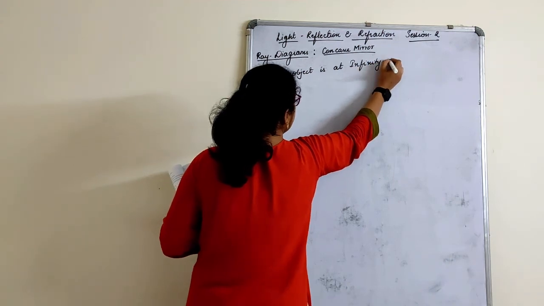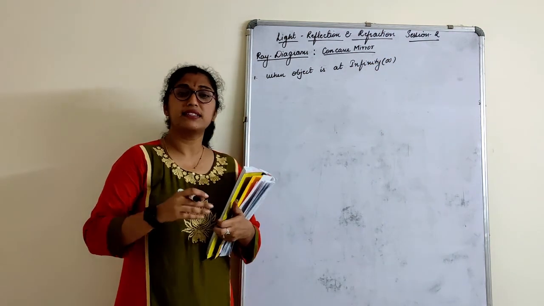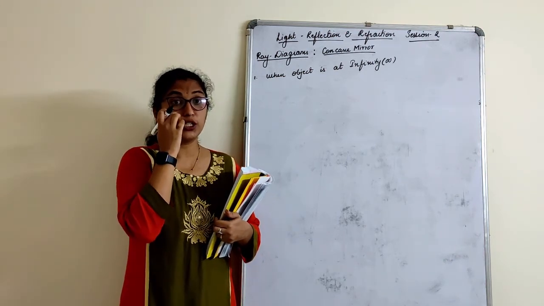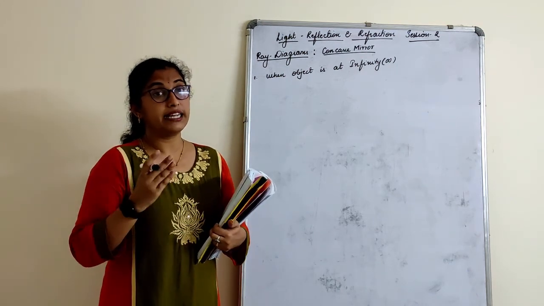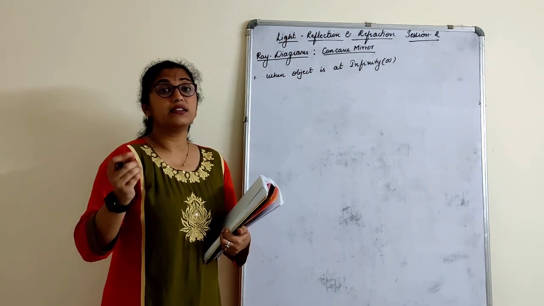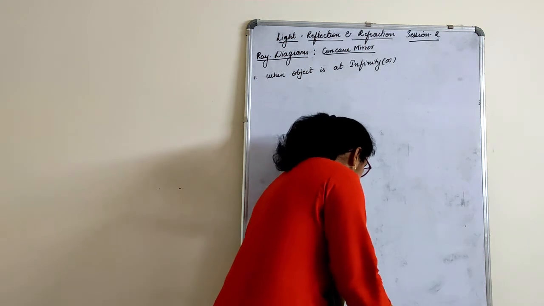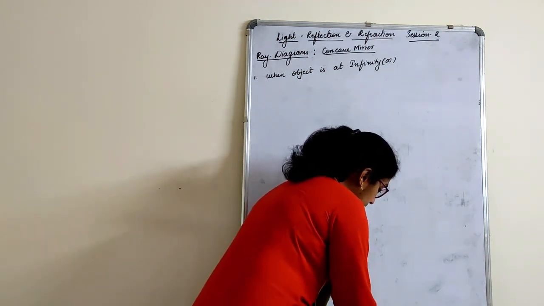Now what do you mean by infinity? That is, we don't know where the object is kept. It is kept somewhere very far, so we cannot see where it is kept. We assume that the object is kept at infinity. So when the object is kept at infinity, where is the image formed? For that, we first need the rules to draw the diagram.